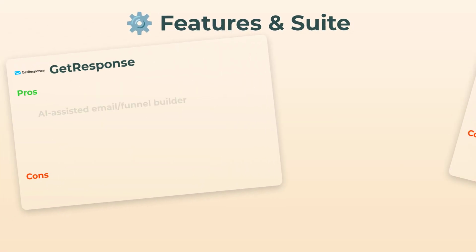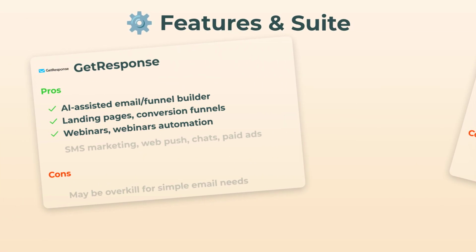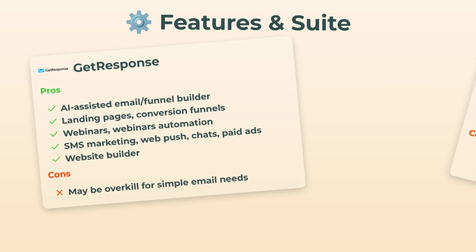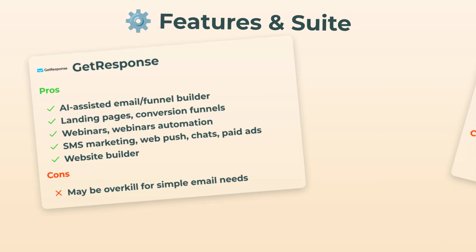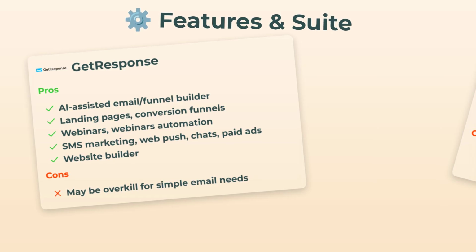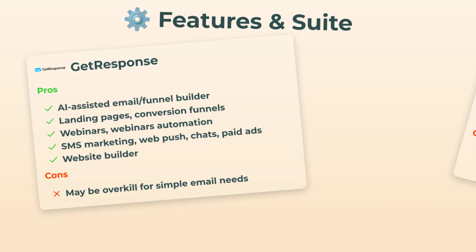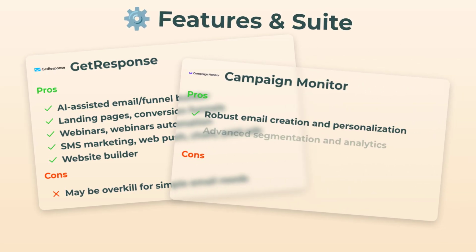Next up, features and suite. GetResponse basically packs everything but the kitchen sink: AI email builder, conversion funnels, webinars, SMS marketing, even paid ads, and a full-on website builder. If you want an all-in-one platform, you'll probably dig it. But, I mean, if you're just looking to send emails, it's almost too much.